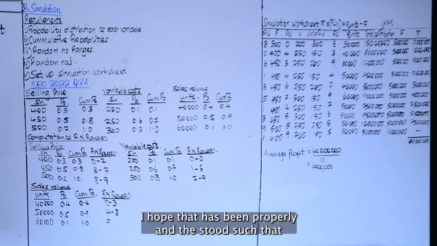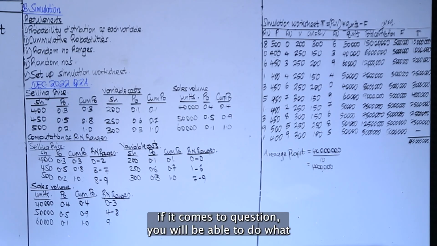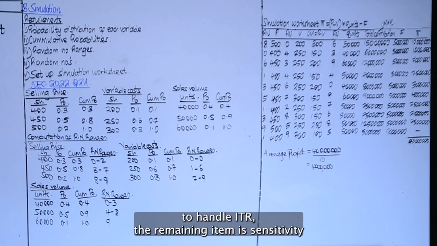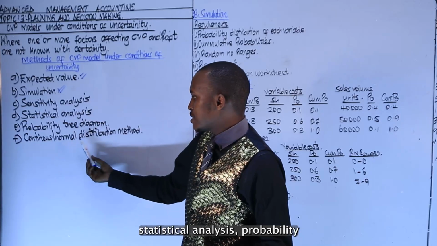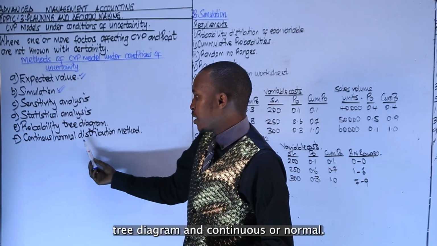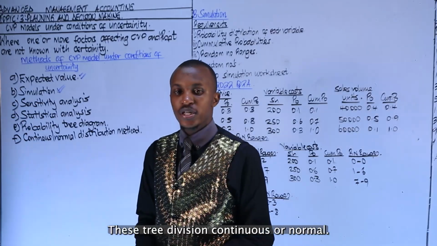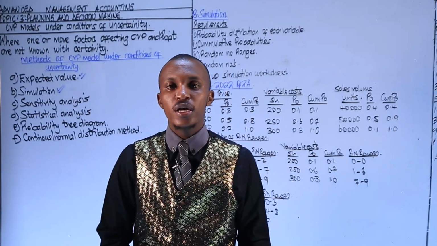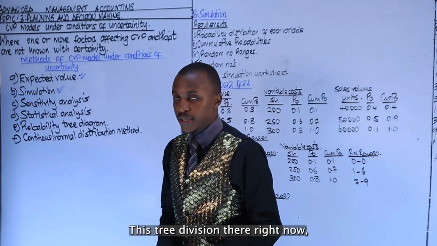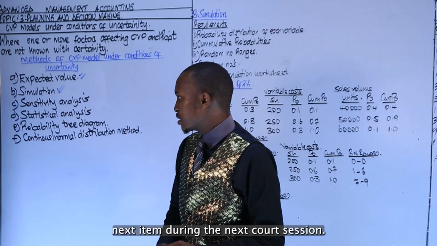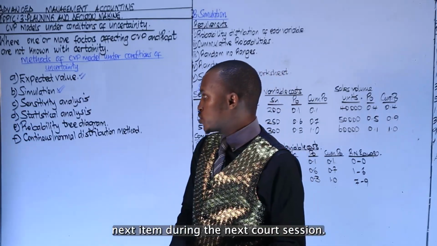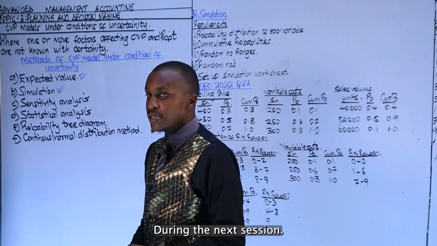All right, I hope that has been properly understood, such that if it comes to a question, you will be able to handle it. So the remaining items are sensitivity, statistical analysis, probability tree diagram, and continuous or normal distribution. We're going to cover these during the next session.